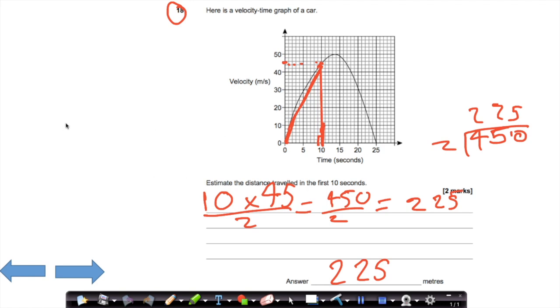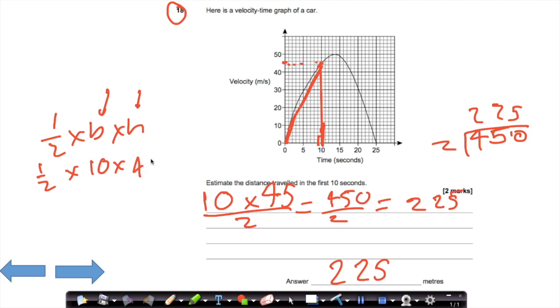One of the marks was for having maybe half times base times height, and then substituting in sensible values for your base and your height. So obviously the only sensible option for the base would be 10, and the height here 45. But as the mark is going to be somewhere between, if you've got a number between 225.